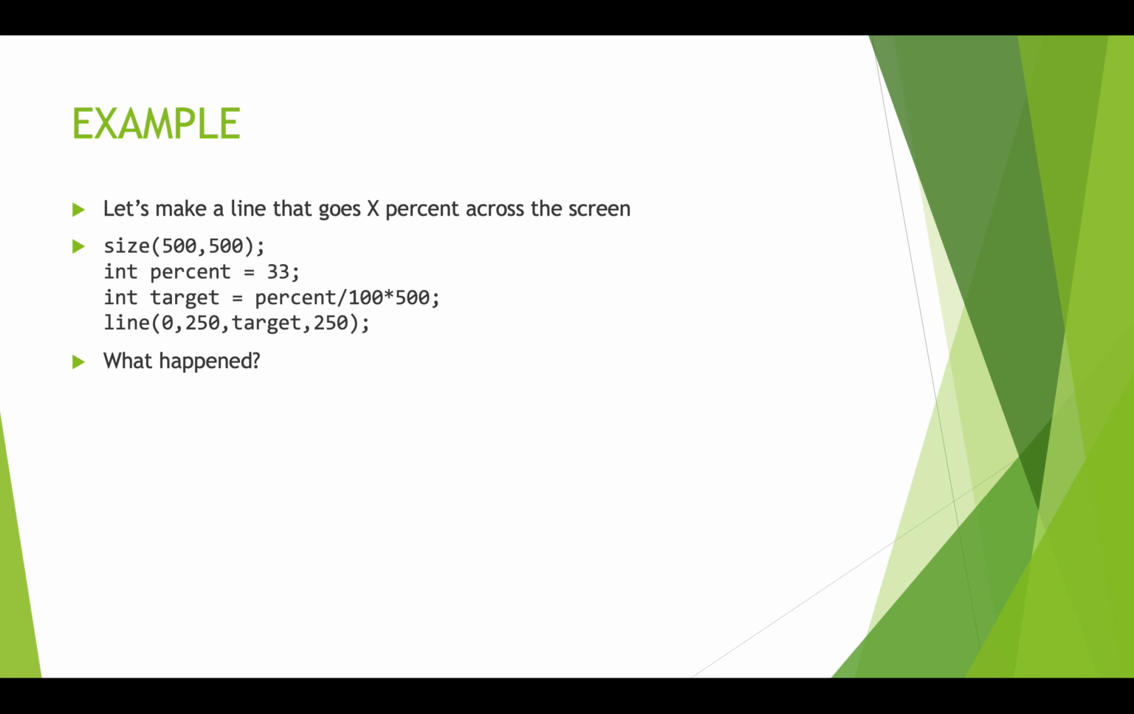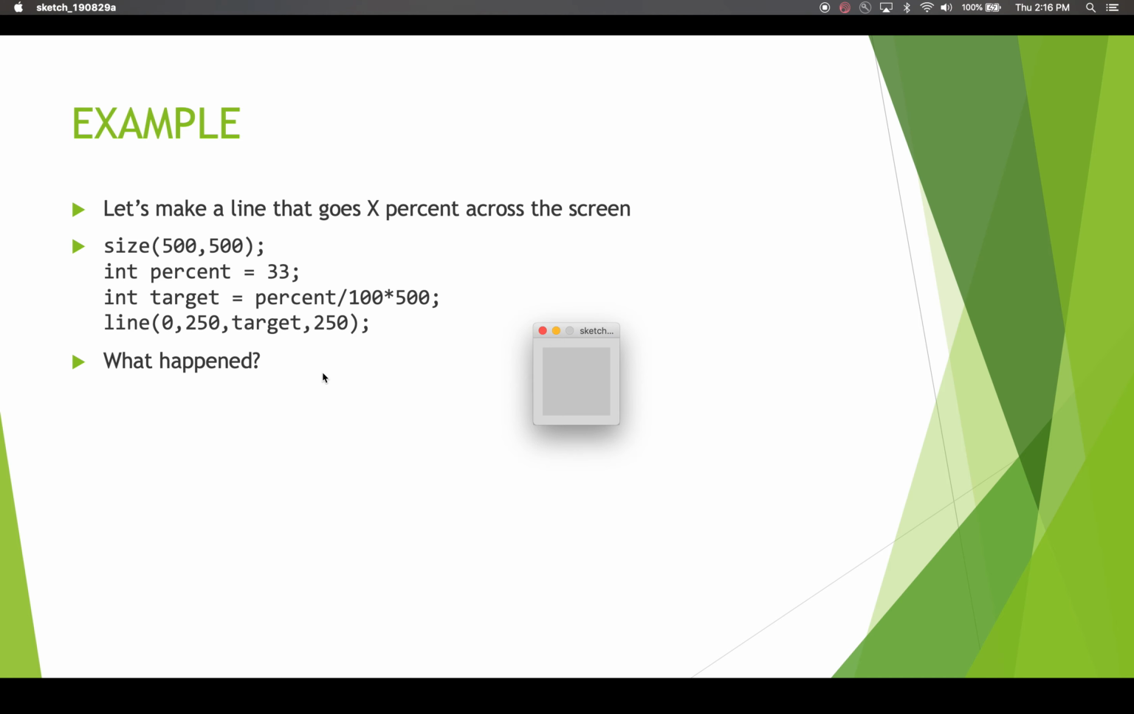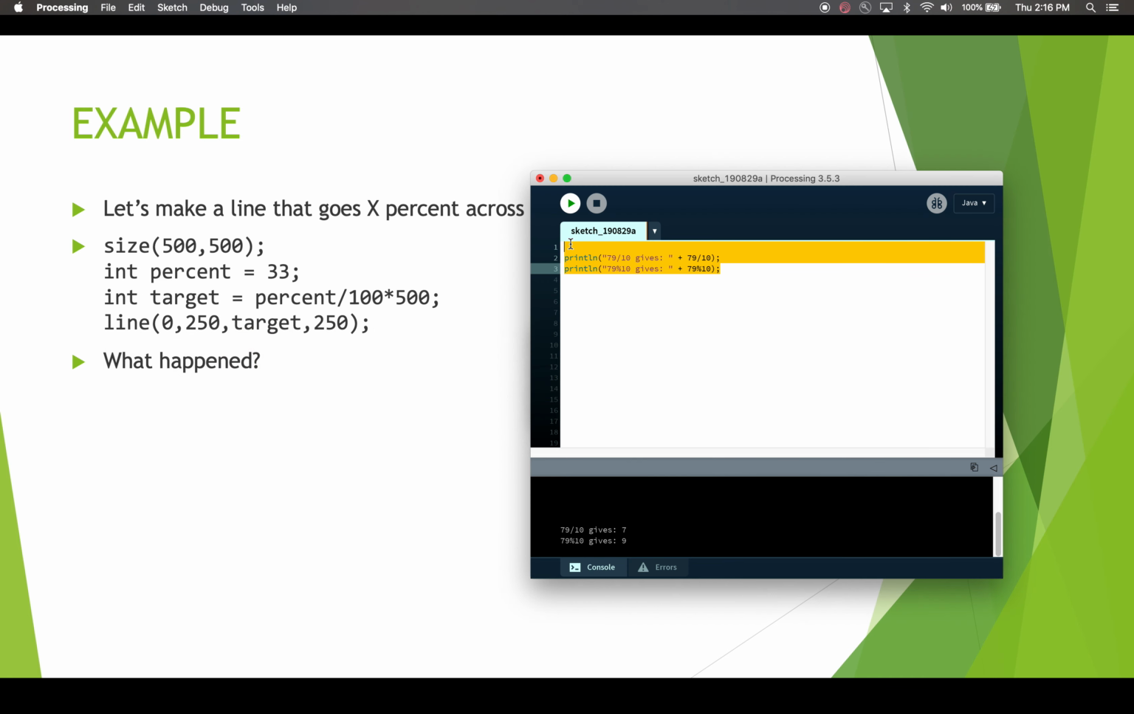All right, so let's look at a couple of examples in Processing. Let's clear this out. What we want to do is type this program over here. So size(500, 500), int percent = 33. We're trying to draw a line that goes a certain percentage across the screen. The target is the percentage divided by the size of the screen. A percentage has to be out of 100, so we do percent divided by 100, and then our screen width is 500. Oops, and I forgot my equal sign for assignment.